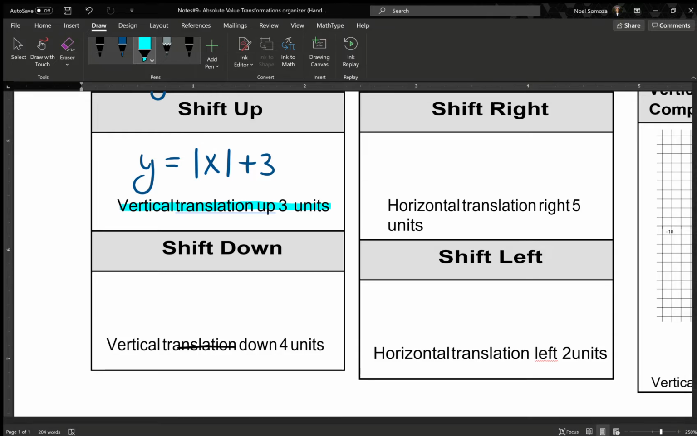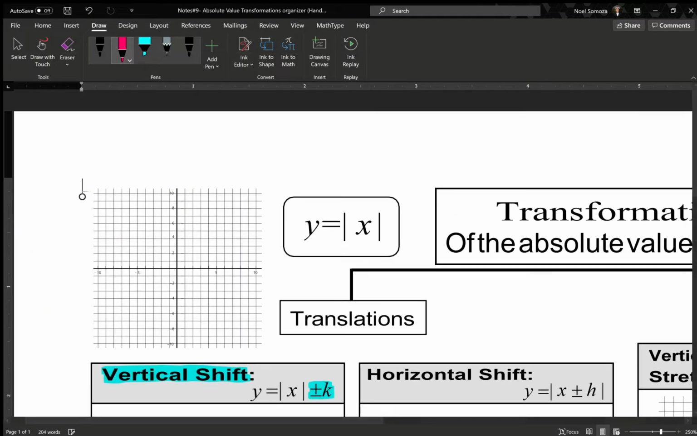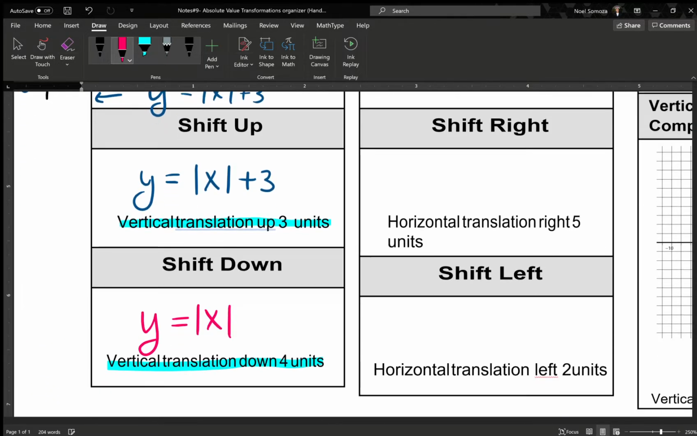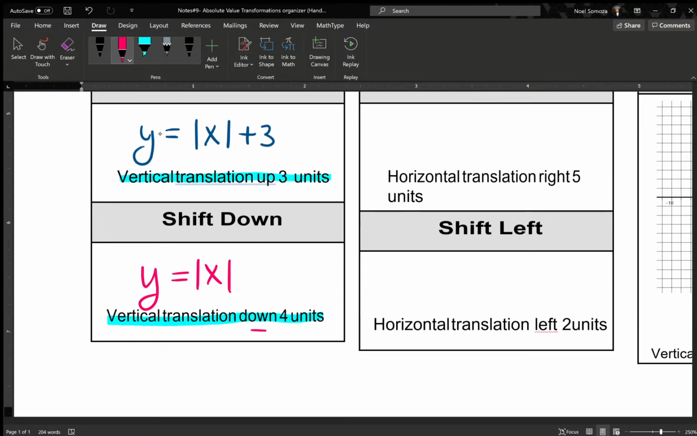Whoops, let me erase that. It's a vertical translation down 4 units. Okay, so then I'm going to draw the equation that represents that. In this case, what I'm looking at is still y equals absolute value of x. It's the parent function, but because I'm going down, down represents use a minus sign, just like up represents use a plus sign. So here I want to subtract 4.